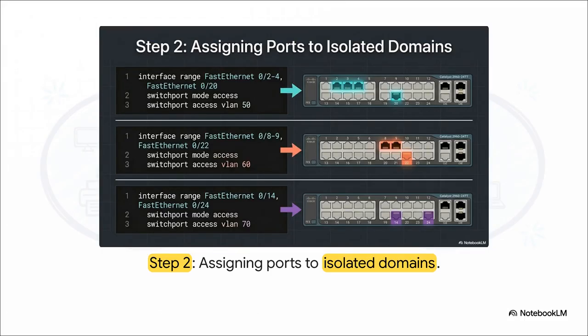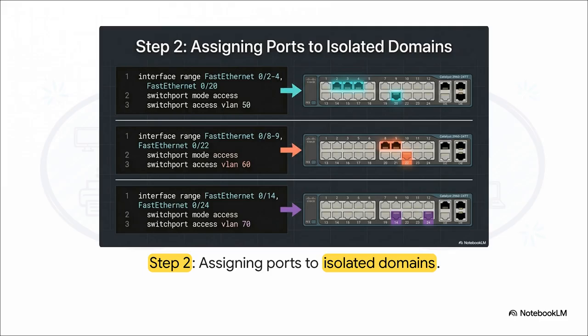Now we get to execute the magic. For each department, we select their specific ports using that interface range command. Then we type switchport mode access. This just tells the switch that these ports are for end devices, like PCs, and not for trunking over to other switches. Finally, the defining command, switchport access vlan 50. This right here is what physically moves those nursing ports off the flat network and drops them into our secure, invisible wall.